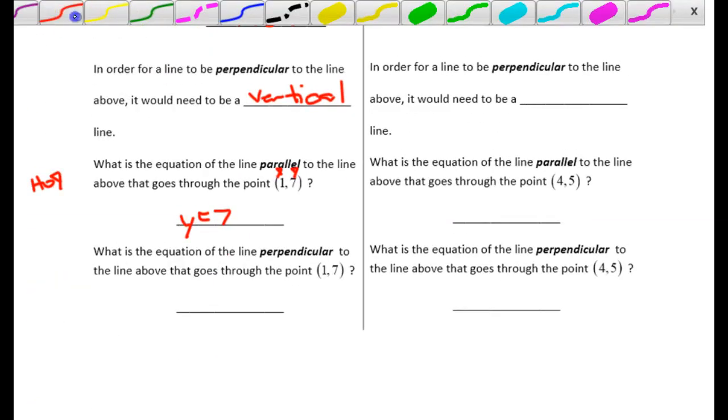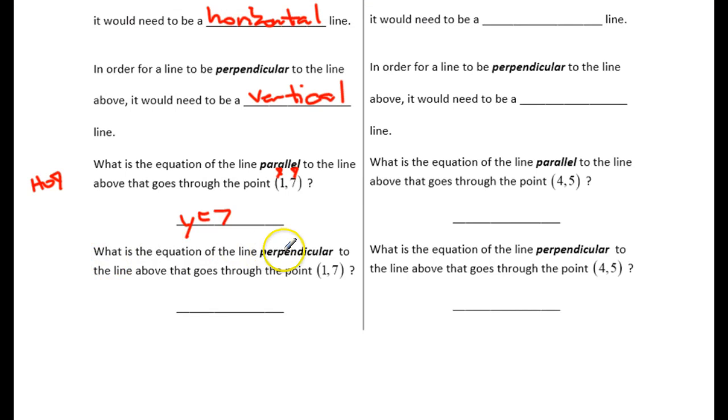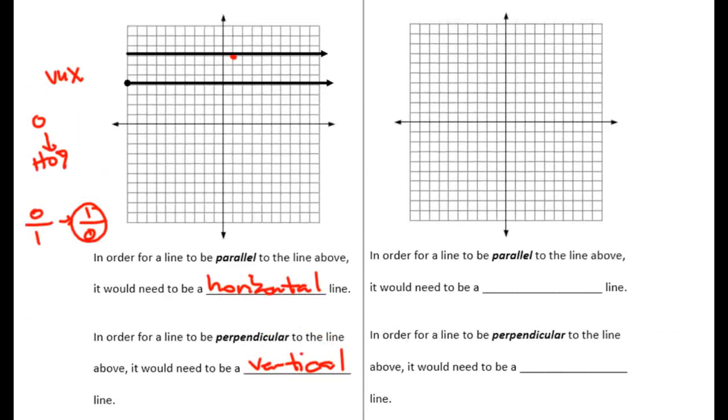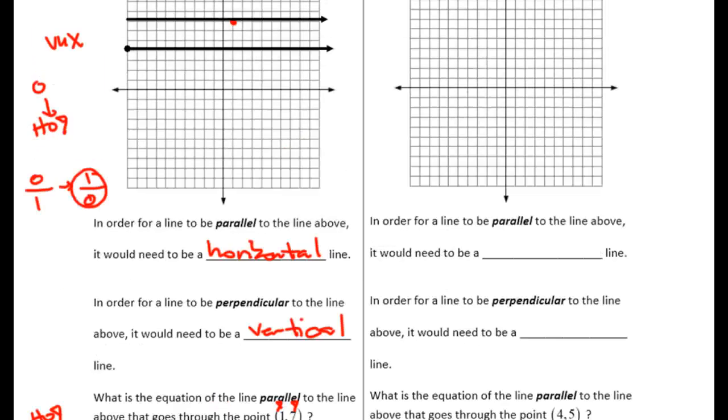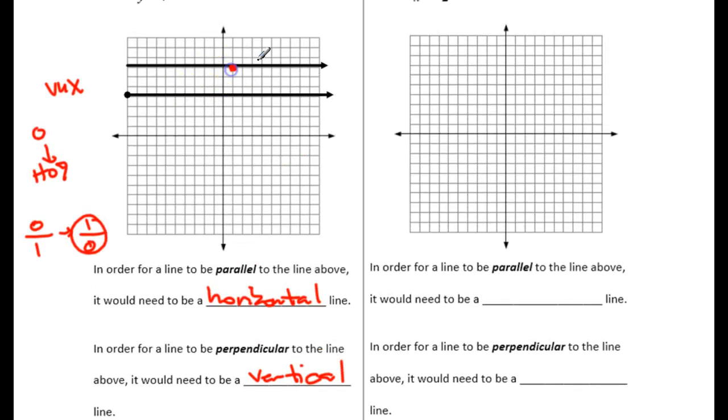Alright, now the next question says, what is the equation of the line perpendicular to the line above? So remember, the line above was y equals 4. That's a HOY line. Perpendicular is opposite slope, so we're going to use a VUX line. So now look, our equation is not going to be y equals, it's going to be x equals, because it's going to go the opposite way. And x equals what? 1. And just to show that here, it's going to go through this red point, the same point.